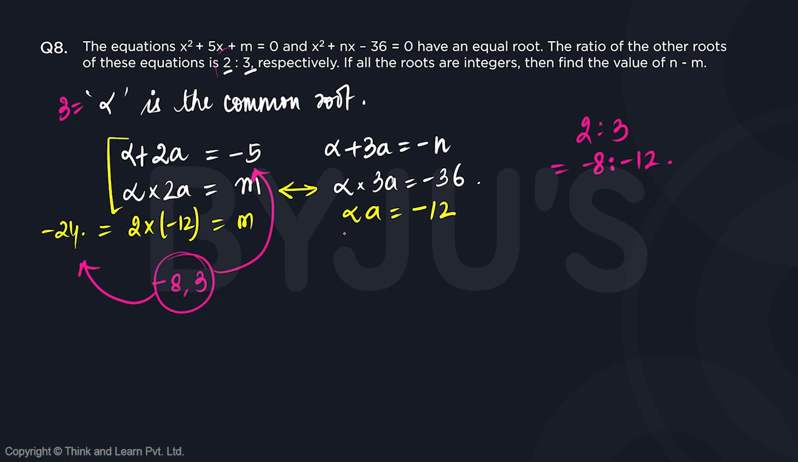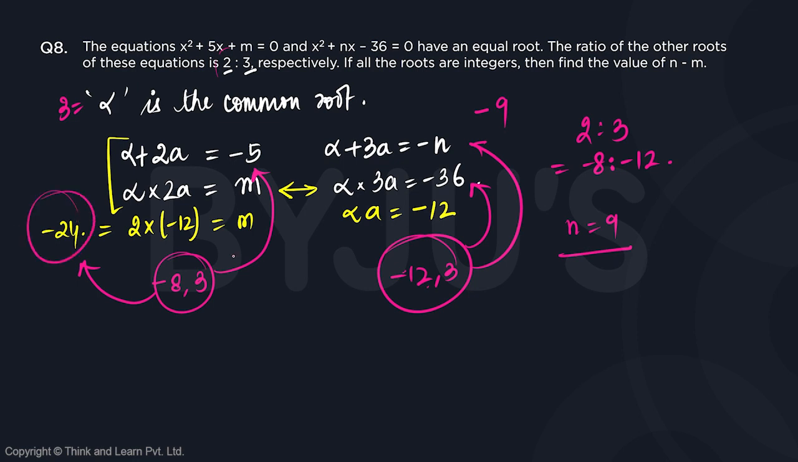That means for this particular quadratic, the roots are −12 and 3, such that their product is −36, perfect, and their sum is going to be −9. If we look at this, we will get n is equal to 9. So m turns out to be −24, n turns out to be 9. So n − m is going to be 9 − (−24), which will result in 33. So since it's a TITA question, we are supposed to type in 33.